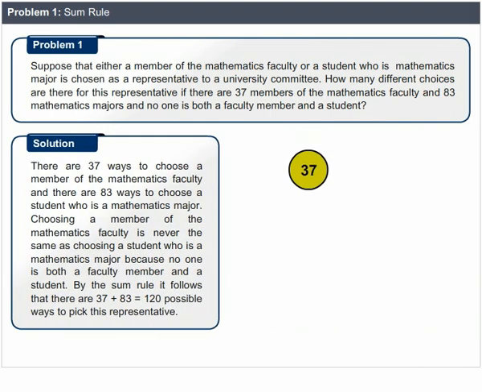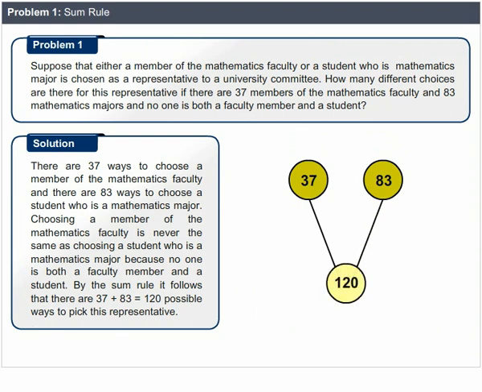Solution. There are 37 ways to choose a member of the mathematics faculty and there are 83 ways to choose a student who is a mathematics major. Choosing a member of the mathematics faculty is never the same as choosing a student who is a mathematics major because no one is both a faculty member and a student. By the sum rule, it follows that there are 37 plus 83 equal to 120 possible ways to pick this representative.